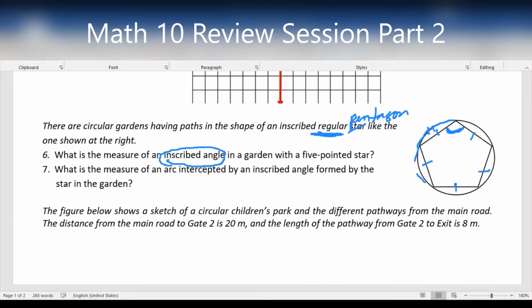Sige, chat your answer. Sana yung mga chat nyo. Sige, dalawahin nyo na yung sagot. Dalawahin na yung sagot when you chat, number 6 and 7.